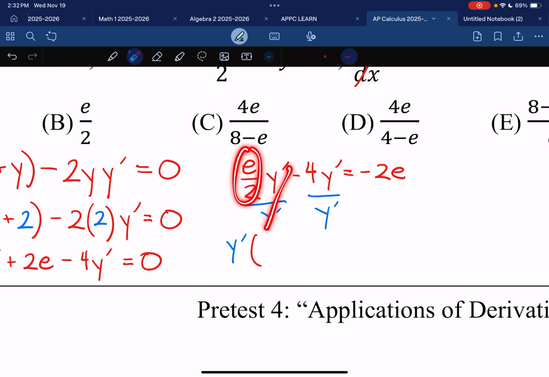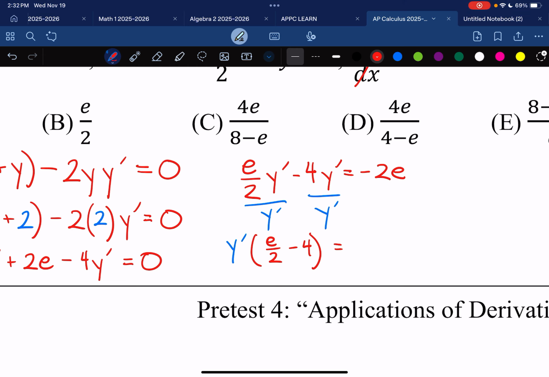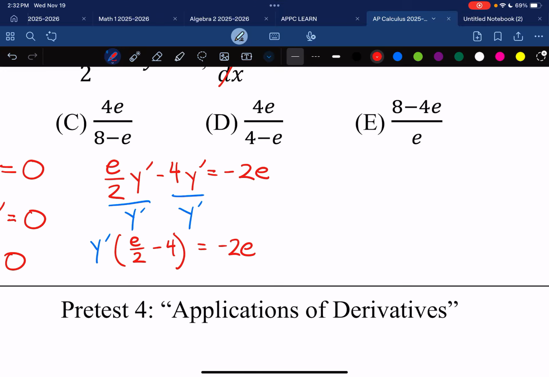My y prime term is factored out, leaving behind e over 2 minus 4, and that's still equal to a negative 2e. If I'm trying to get y prime by itself, the opposite of multiplying by stuff is to divide by stuff. All of this is going to be our denominator, meaning we finally have our answer: y prime is equal to negative 2e in the numerator, all divided by e over 2 minus 4 in the denominator.